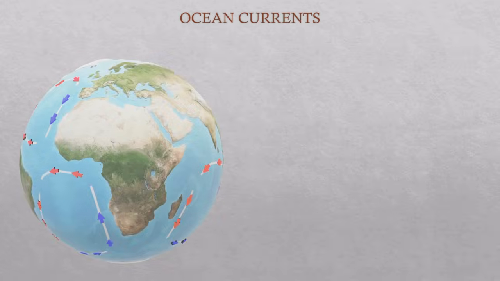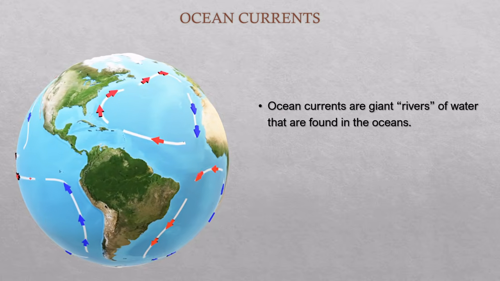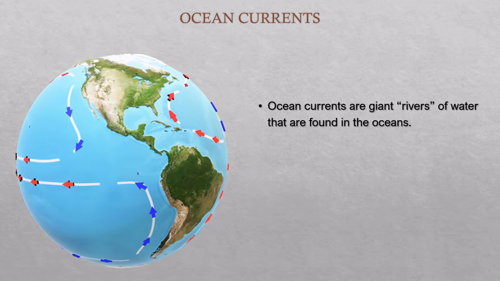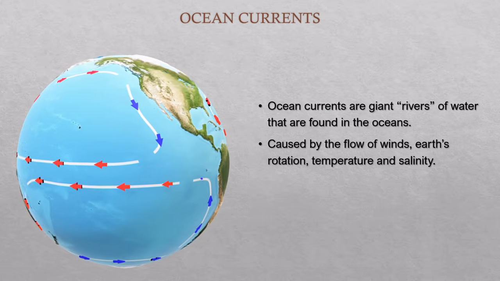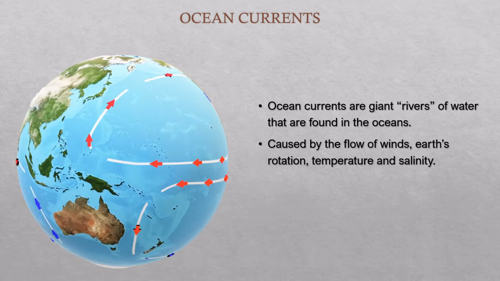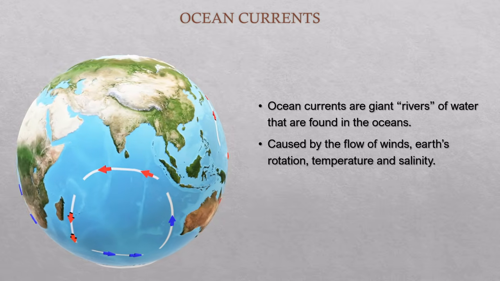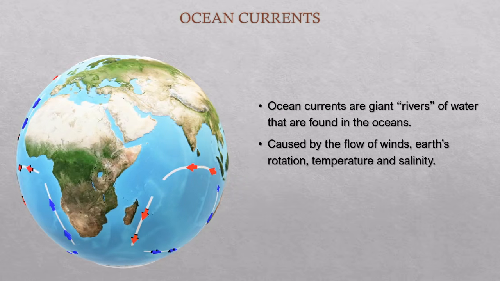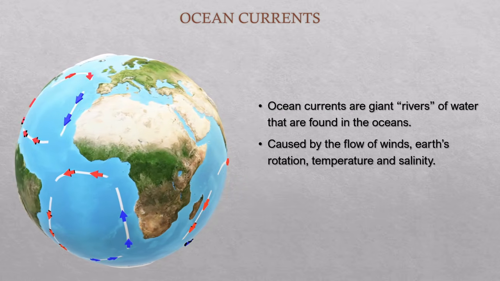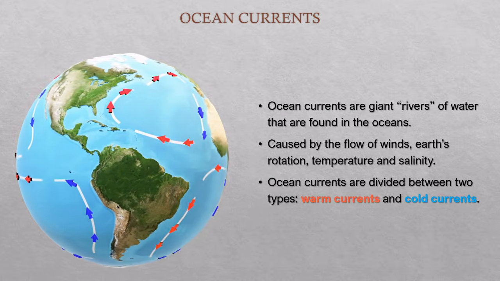Ocean currents are giant underwater rivers or conveyor belts of water that flow in the oceans. There are many contributing factors that create these ocean currents, and some of these include the winds, Earth's rotation, the temperature of the water, and the salinity or the salt content of the water. There are 2 categories of ocean currents: warm currents and cold currents.